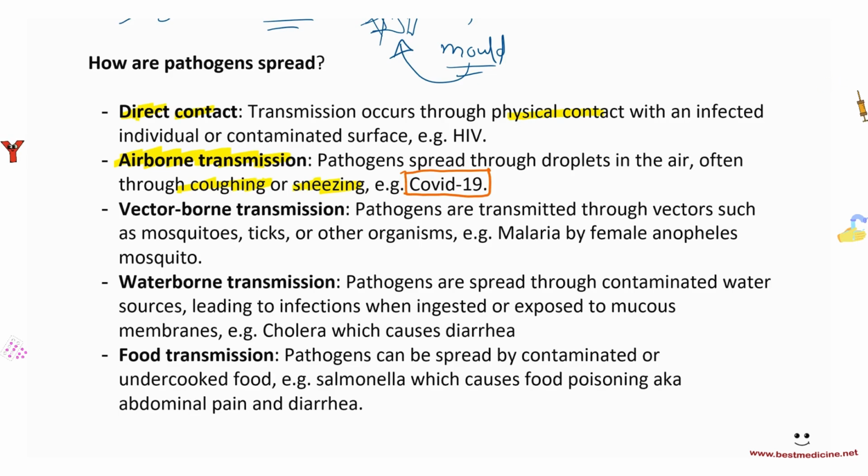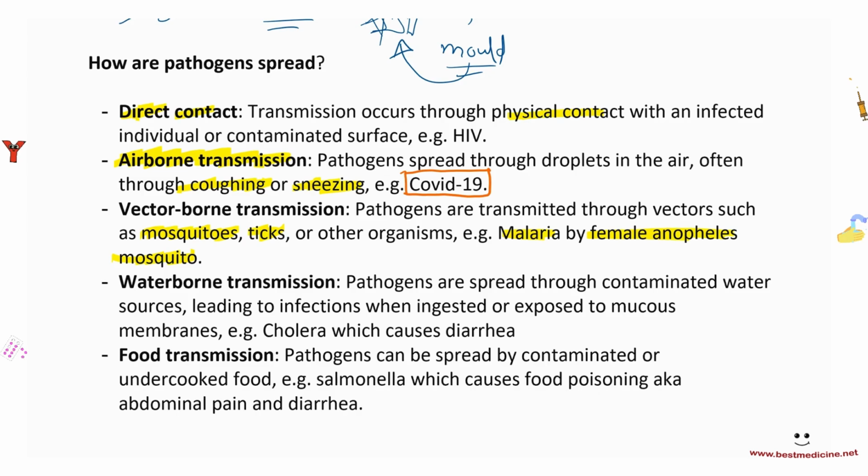Then we also have vector-borne transmission. A vector is an organism that is able to carry the pathogen from one person to another. Examples of vectors include mosquitoes, which can take a blood meal from an infected person and then take another blood meal from a non-infected person and transmit the disease. Ticks, and some other organisms. So malaria's vector is the female Anopheles mosquito.